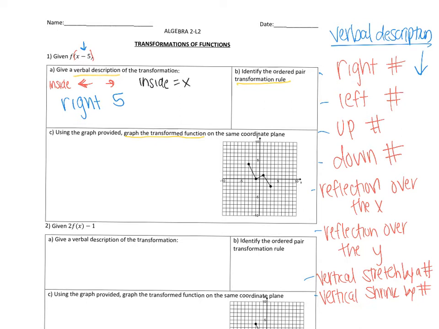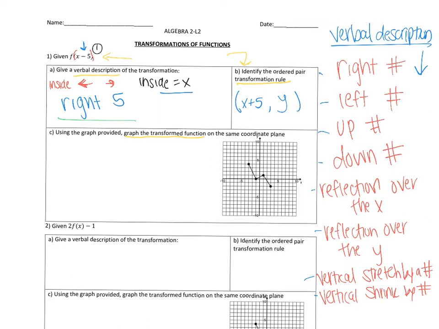Now that I only have one number here, I have my verbal description down, and that's right by 5. Now I want to write my new ordered transformation pair rule. This right 5 is affecting my X, so I'm going to do my 2 coordinates, and with X, I need to go right 5. When I think of right, I think of positive. So you can see the difference: even though we see X -5, when we write a coordinate pair, it's X plus 5. It's the opposite. And we see no other transformation here, so my Y stays as Y.